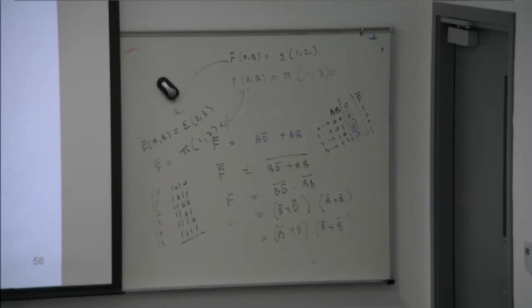Okay. Now if you look at a standard SOP expression, 1, 2, 3, 4, 5, 6, 7, 8, 9. How many terms? 9 minterms. How many literals? 36. Nine minterms, each minterm consists of 4 literals, so this is 36 literals. Now if you look at this expression, how many literals? 1, 2, 3, 4, 5, 6, 7, 8, 9, 10, 11.